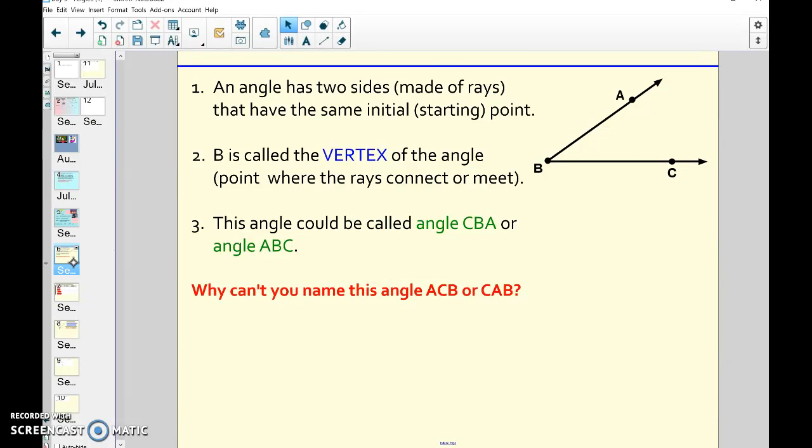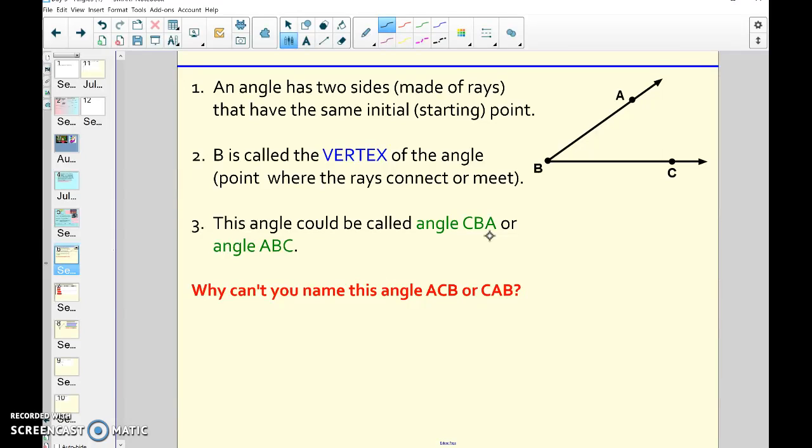This is where the paper you do have has the notes. So up at the top, an angle has 2 sides. They're made of rays, and they have the same initial or starting point. B is called the vertex. That's the one that's in the middle. That's kind of the point of the angle, and it's the point where the rays connect or meet. And this particular angle over here can be called angle CBA or angle ABC. So feel free to pause, copy that down.